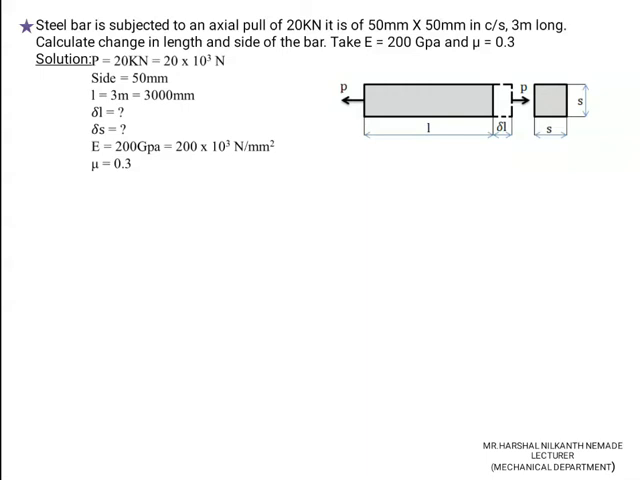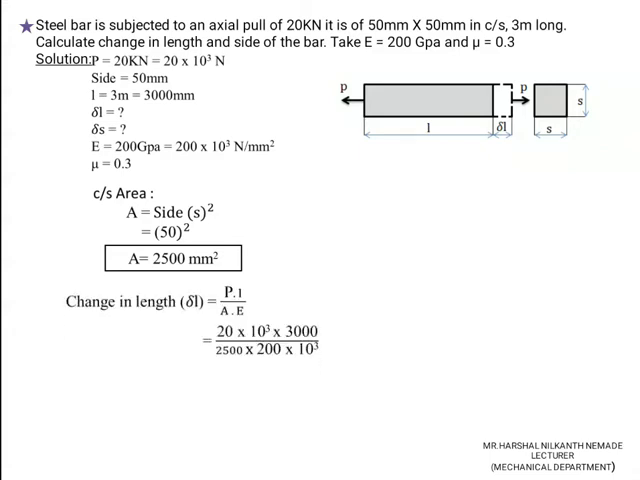So they have asked two things, delta L, change in length, and delta S, change in side. Capital E is given as 200 GPa. GPa means gigapascal, so we have to convert it into Newton per mm square by multiplying by 10 raised to 3, and mu is given as 0.3. First, the cross sectional area, A, is equal to side square. The side is 50, so the area will be 2500 mm square.